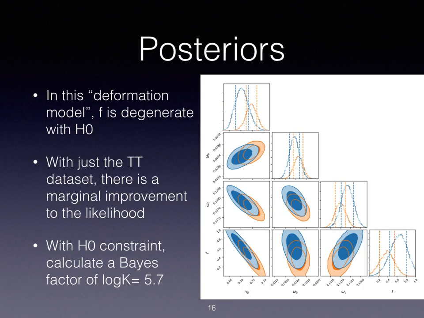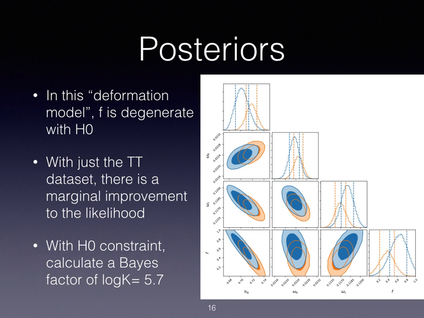First, we calculate the posteriors for the parameters of the deformation model using only the TT dataset from Planck. This is to show that, independent of the Cepheid H0 measurement, the deformation model can predict H0 values higher than LCDM. Then, when the Cepheid H0 constraint is included, we show that the resulting parameter space is actually a good fit to both datasets, thus resolving the tension.